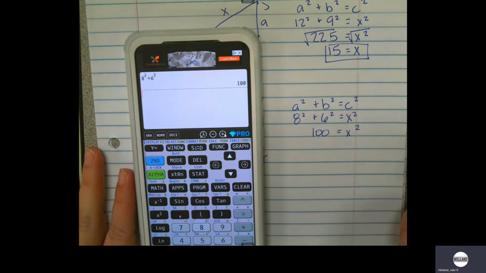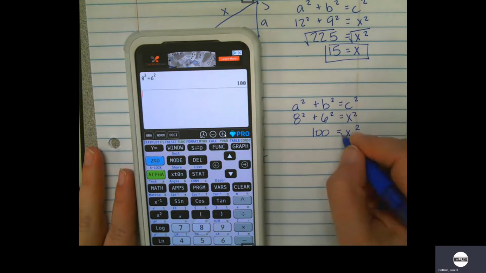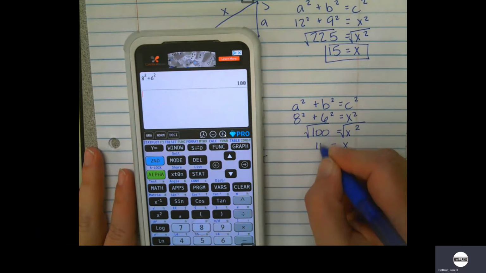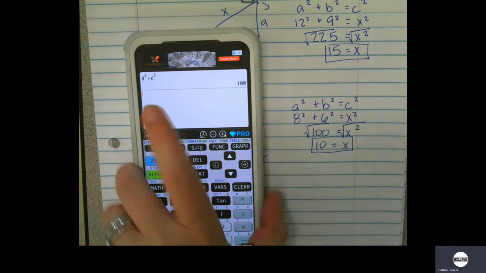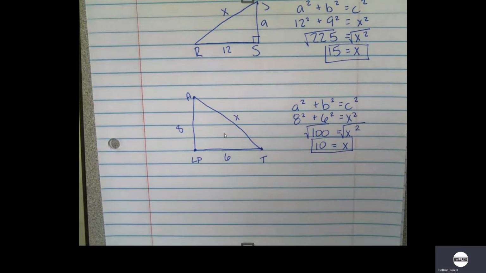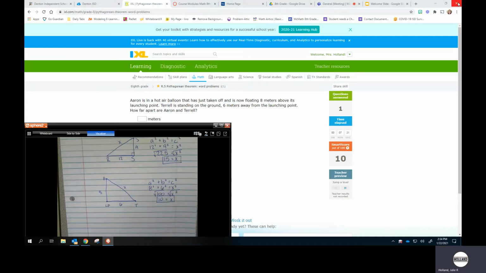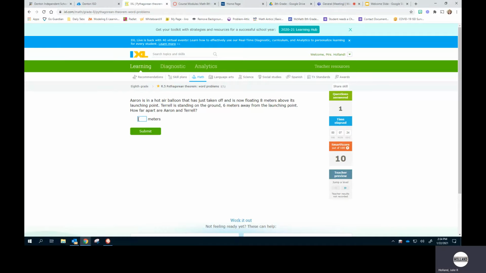And remember, I don't want to know what x squared is. I want to know x, so square root of x squared and square root of 100, which is 10, because I know 10 times 10 is 100. So he is 10 meters away. Okay, so then I would go back to my IXL, and I'm going to enter in 10.